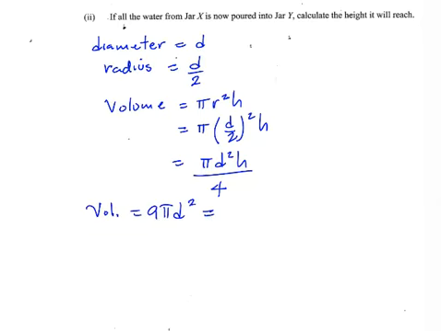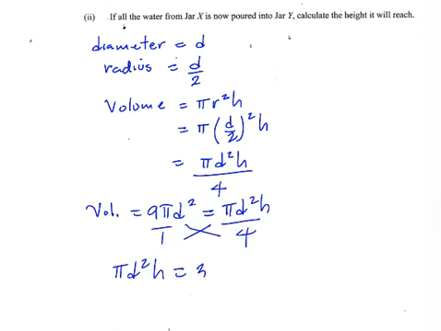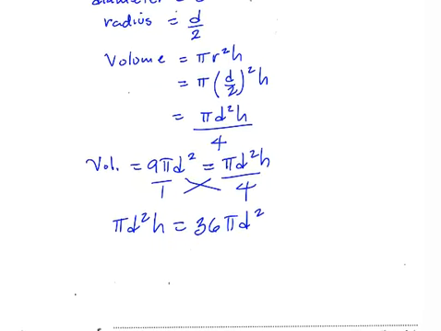The thing that did not change is the volume. So the volume of water in jar X, which is 9 pi d squared, is equal to the volume of water in jar Y, which is pi d squared h over 4. I'm going to cross multiply. So I'm going to get pi d squared h is equal to 4 nines, 36 pi d squared. All right, so let's divide both sides by pi d squared. That cancels that, that cancels that. We get h is equal to 36.